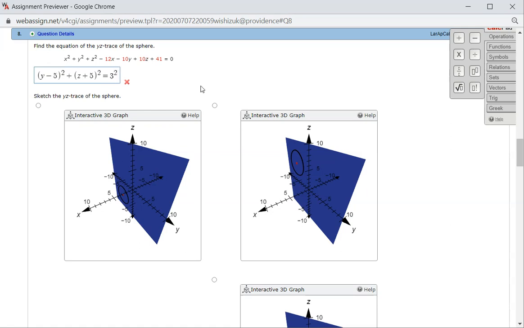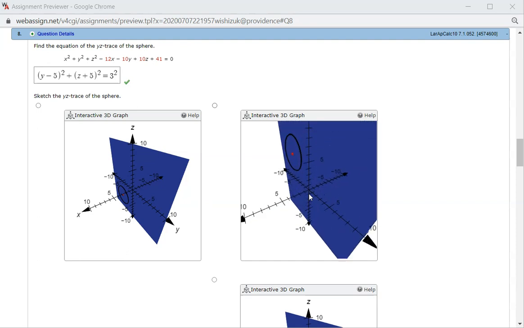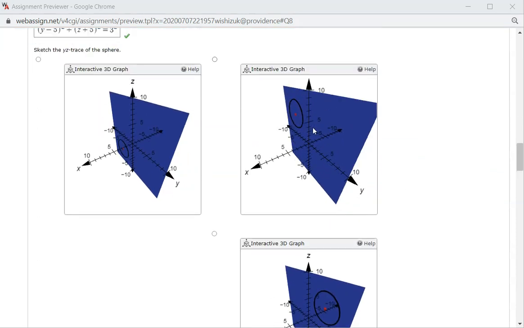Let's check the answer first. I came back and it looks like we got the equation correctly. Now we just have to find the correct picture. Since we're cutting with the YZ plane, the picture must show the YZ plane, and it looks like they all have the correct YZ plane, so that's good.